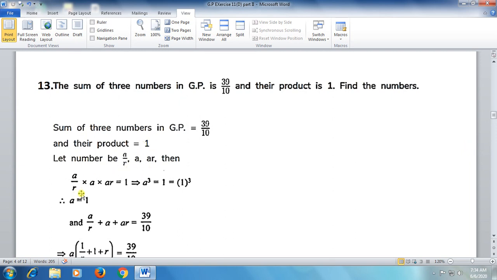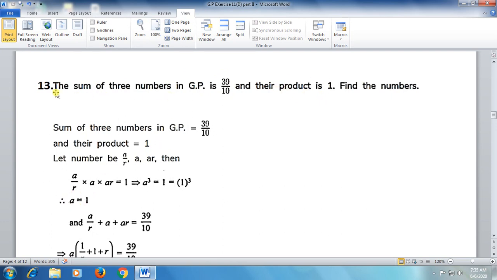A by R into A into AR is equal to 1. R and R get cancelled. A into A into A leads to A cube is equal to 1. Hence the value of A is 1. With this result, the product of the given terms is 1. The sum of the three numbers is 39 by 10 and their product is 1. So with this product 1, we have calculated the value of A.